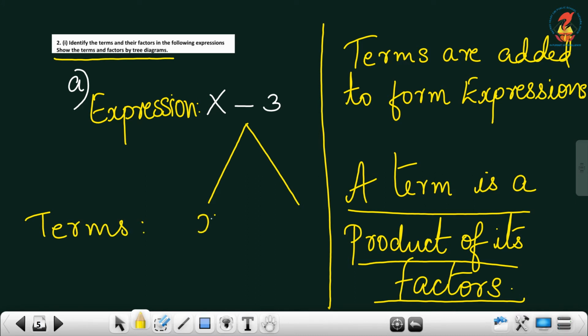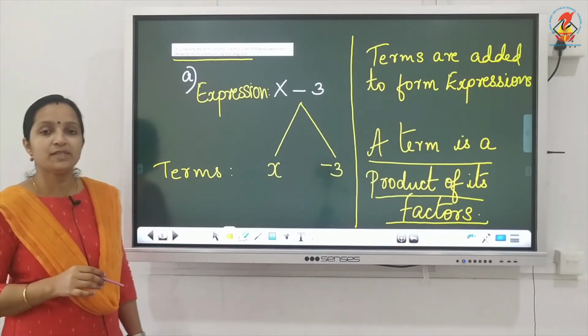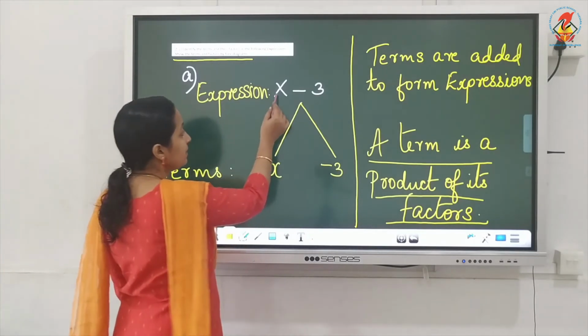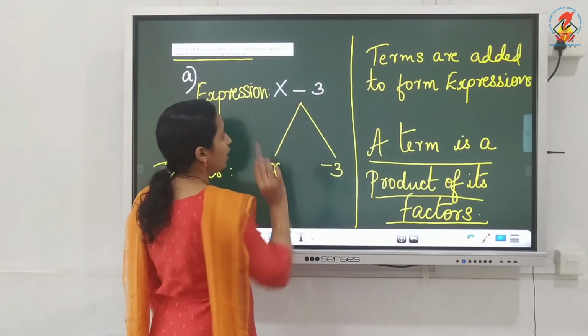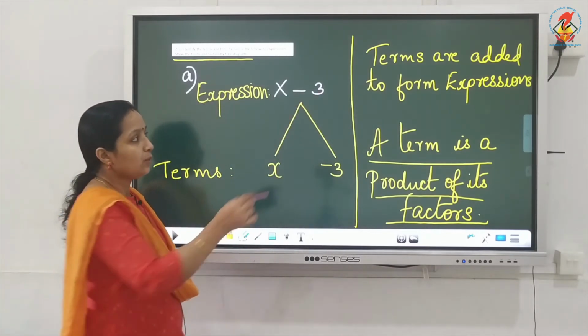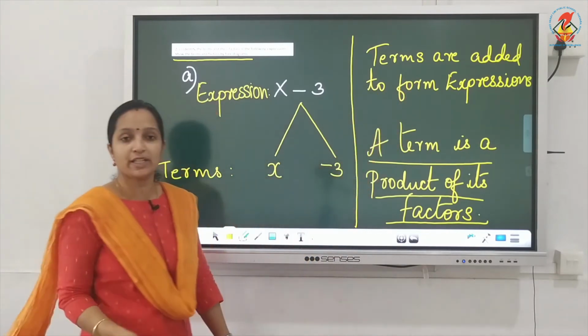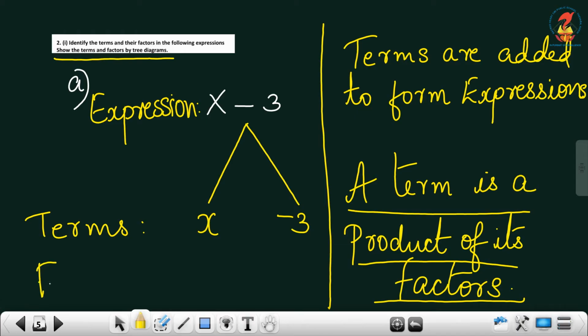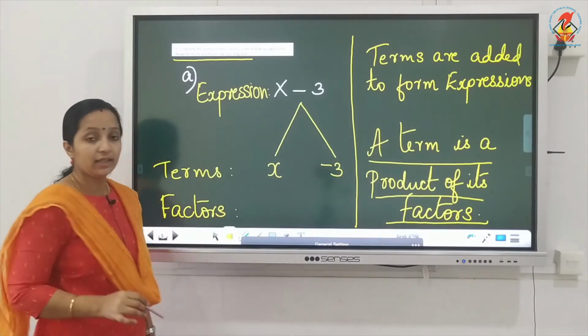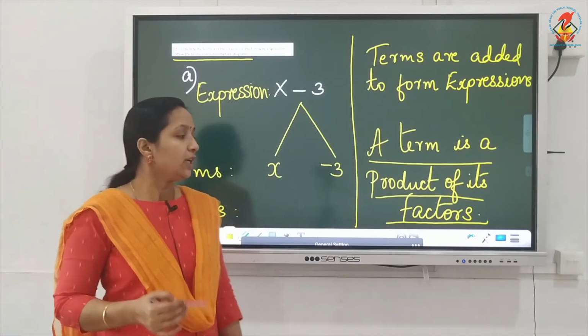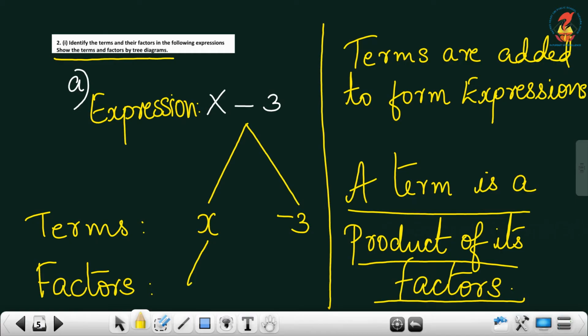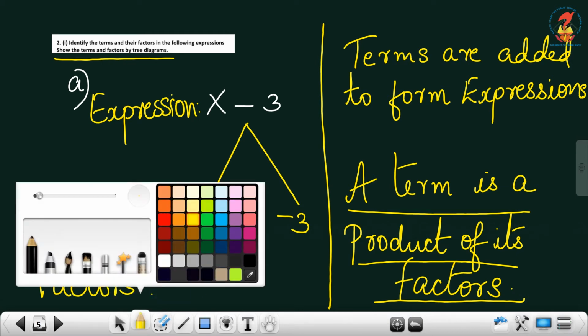We can write the first term as x and the second term, negative sign also there, so negative 3. Okay children. So, there are two terms in this particular expression, the first term x and the second term with this negative sign, because the negative sign belongs to the second term. What is our statement? Terms are added to form expressions. And we have to write the factors. How will we write the factors? We know that a term is a product of its factors, is it? Now, which are the factors of x? Just represent the factors by using dotted line.